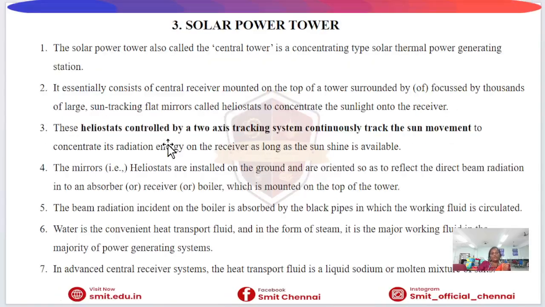The solar power tower, also called the center receiver system, is another large scale solar thermal technology. In this system, thousands of mirrors called heliostats are placed around a tall tower. Each heliostat tracks the sun and reflects sunlight toward a receiver located at the top of the tower. The concentrated sunlight heats the working fluid flowing inside pipes in the receiver. The working fluid may be water, molten salt, or liquid sodium, depending on the system design.